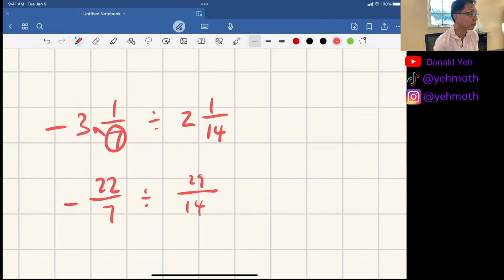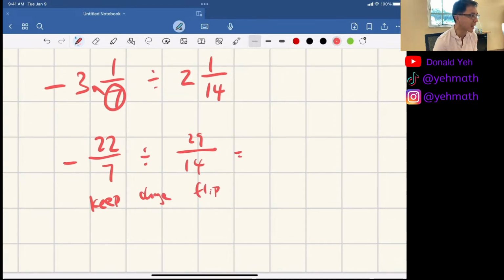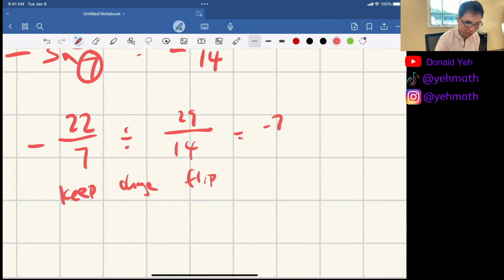I'll divide. What do you do? Flip the second one and then multiply. Keep, change, flip, right? Because it's divide. Division is not a very good way. I don't even consider division most of the time. I only consider multiplication. So anytime I have division, I convert it, right? So it'd be negative 22 over 7 times 14 over 29. And this, do you see anything that can simplify?